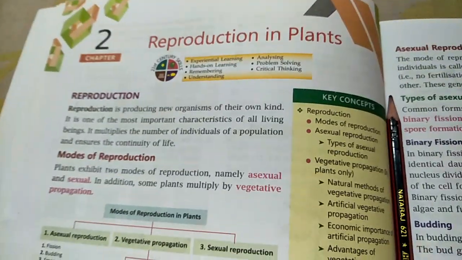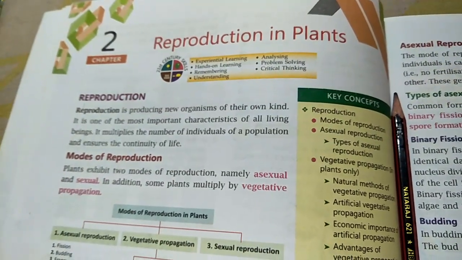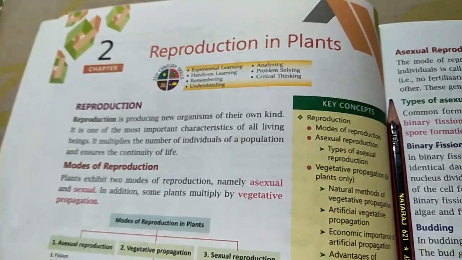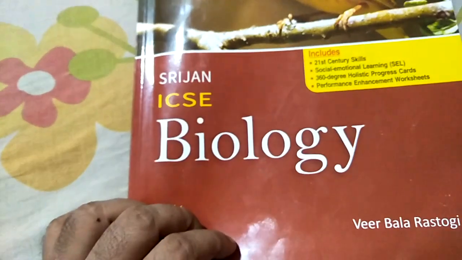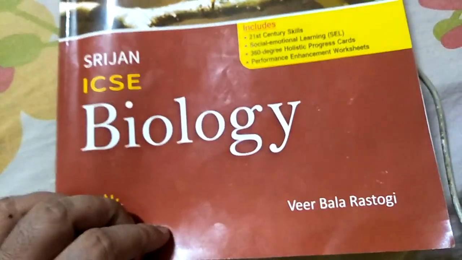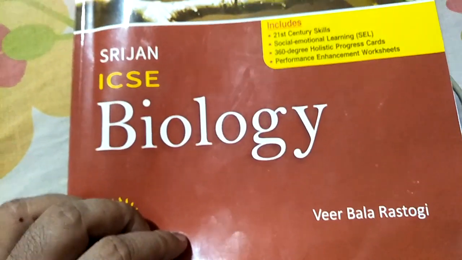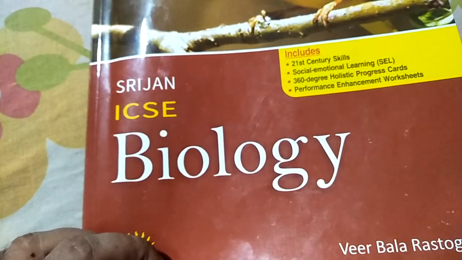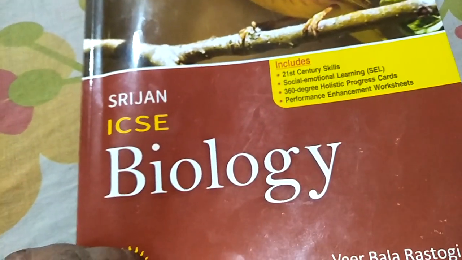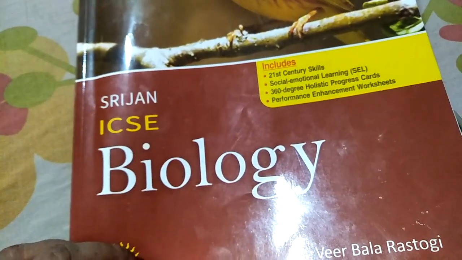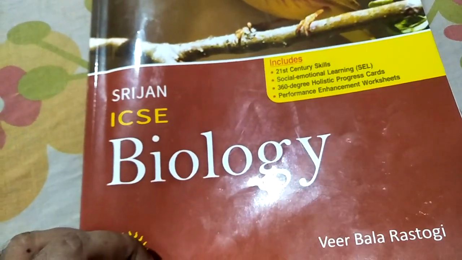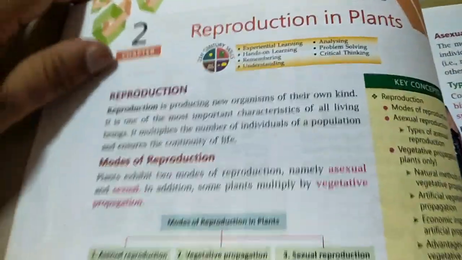Today we will be reading and trying to understand reproduction in plants. And this reading we are going to do from a textbook. This is from Srijan and written by Veer Balarastogi, and this is for ICSC biology. And we give full credit and thanks to everyone who has been a contributor in the creation of this book, and we are going to use it to read it.